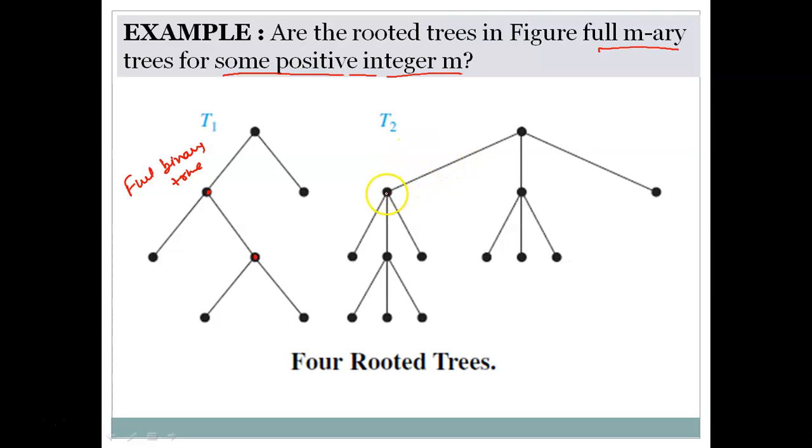Again, in this situation, this is an internal vertex, this is an internal vertex. Now this internal vertex has 3 children, this internal vertex has 3 children, this internal vertex has 3 children. So I can say this is a full 3-ary tree.